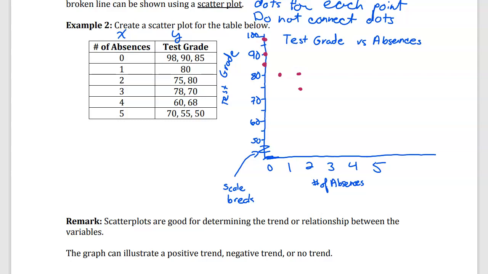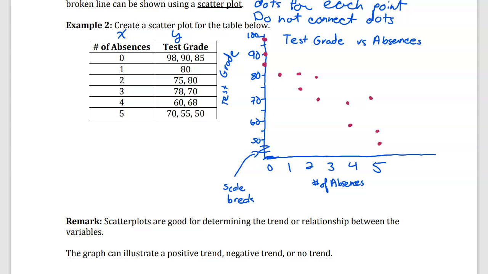At 3 absences, I had a 78 and a 70. At 4 absences, we had a 60 and a 68. At 5 absences, we had a 70, a 55, and a 50. So this is what a scatter plot is going to look like. And again, you do not want to try to connect the dots because, again, you don't know what order those dots are going to come in.